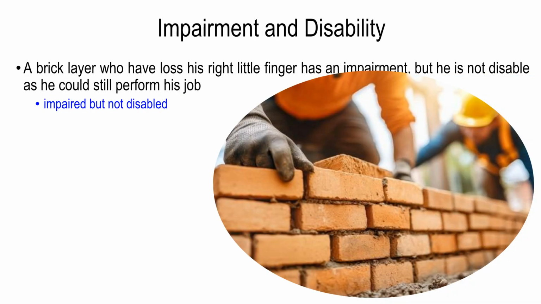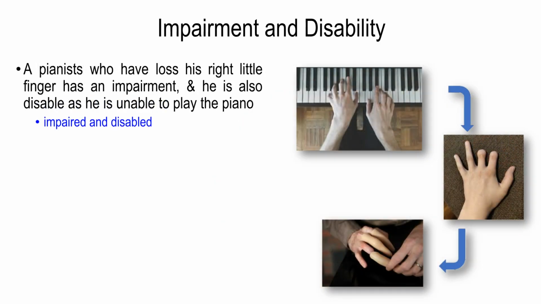Let's look at an example. A bricklayer who loses his right little finger has an impairment. However, he may still be able to perform his job, meaning he is impaired but not disabled in this context. In contrast, a pianist who loses their right little finger has an impairment and is also disabled, as this loss prevents them from playing the piano, which is essential to their occupation.